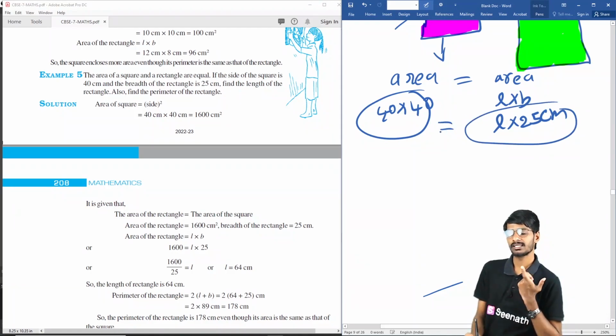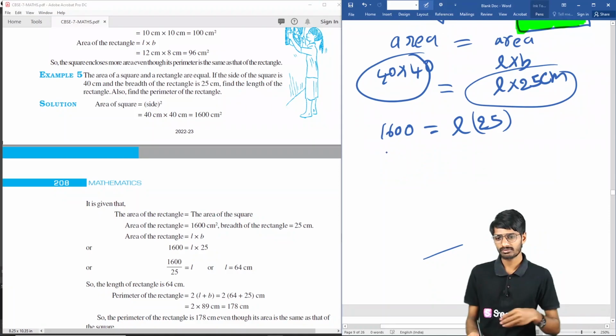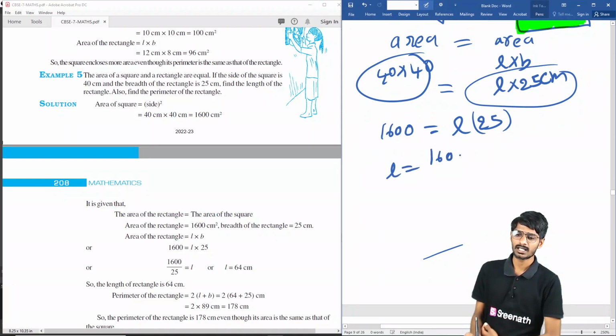So we have to equate this. Both areas are the same, so we equate the area formulas. 40 into 40 is 1600. It is equal to length into 25. Then what about the length? So divide both sides by 25. So 25 into length divided by 25 is equal to 1600 divided by 25.